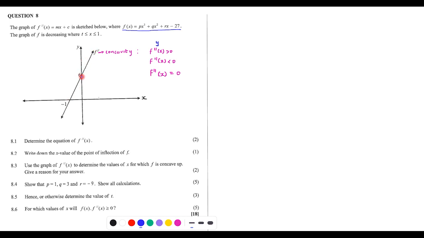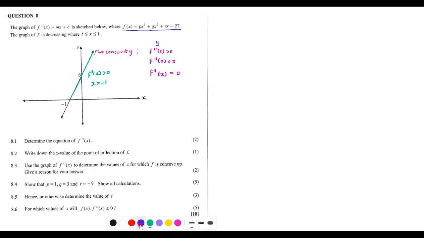So this tells me that this space where it is above, this is where the second derivative is greater than 0. And also you can say this is where the graph is concave up. So the concavity becomes concave up when x is at the right of -1, right?